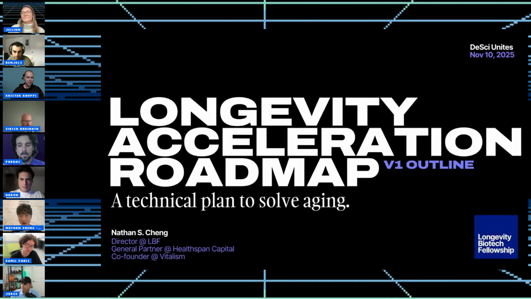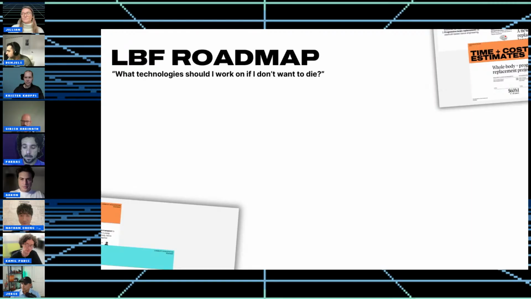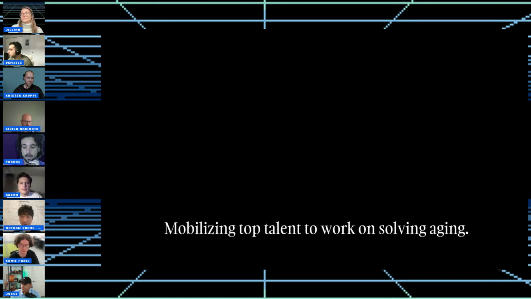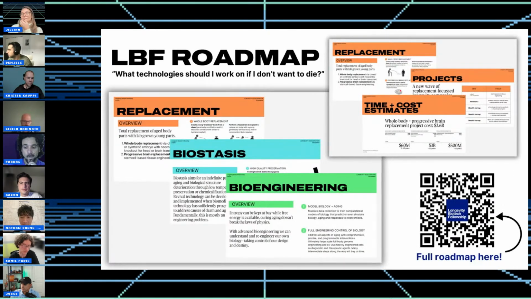Just briefly, I'm Nathan Cheng, director of the LBF, also general partner at Healthspan Capital and co-founder at Vitalism. But anyways, specifically, I'm going to talk about the LBF roadmap. This roadmap is basically a foundational project at LBF to help newcomers to the longevity space, especially those who are aligned on the mission of solving aging, living indefinitely, etc. I can only do a quick overview now, but if you want to see the whole thing, you can check it out on our website over here at the QR code or at longbiofellowship.org.